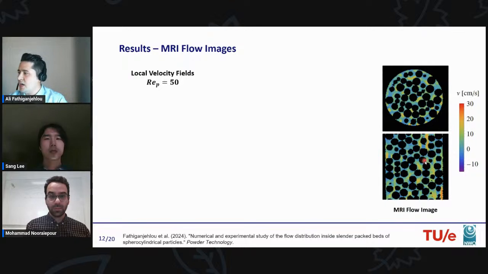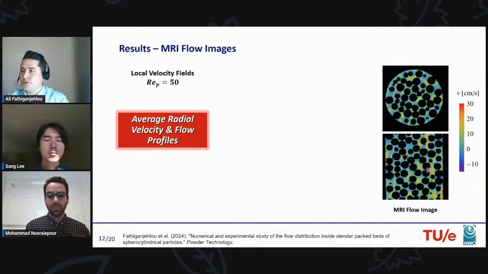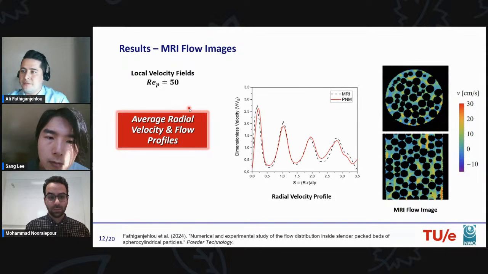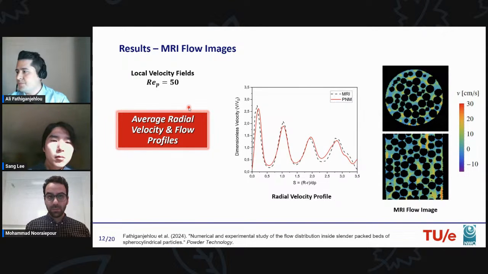Here we can see how the presence of the particles changes the velocity distribution. Especially close to the column wall, we are observing high velocities, which indicate flow channeling close to the column wall. In order to quantify it, we decided to plot average radial velocity and flow profiles using both methods.